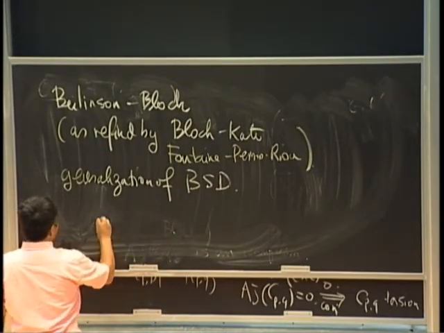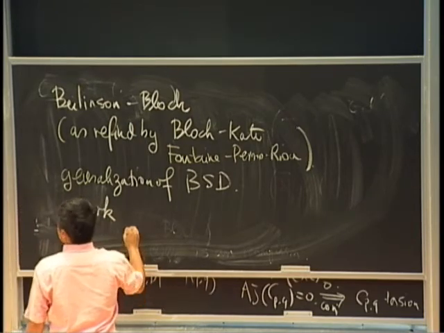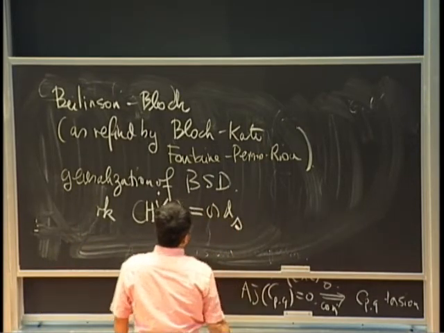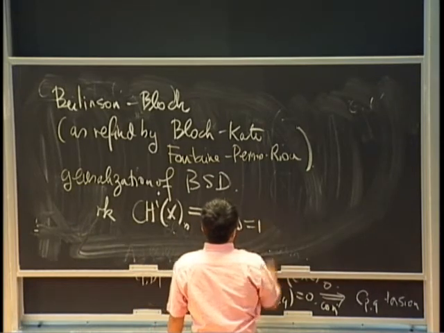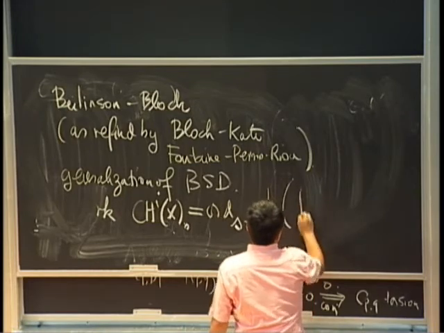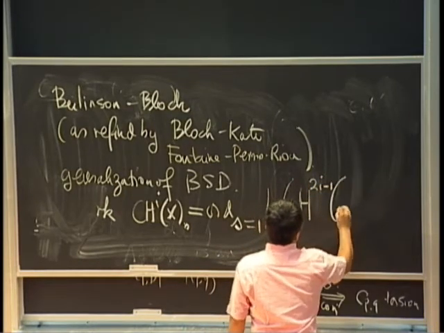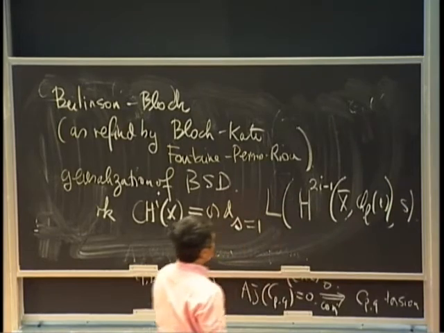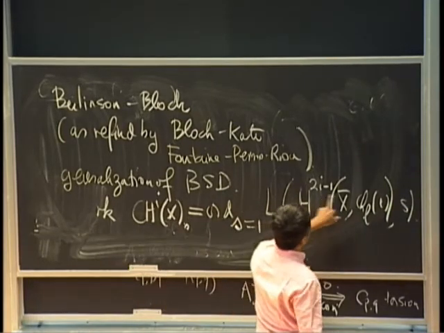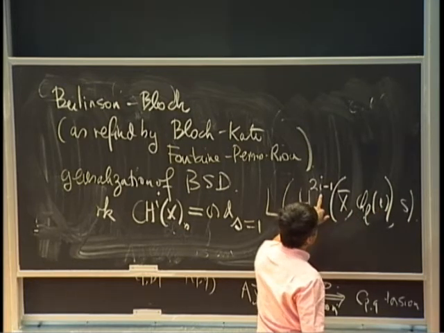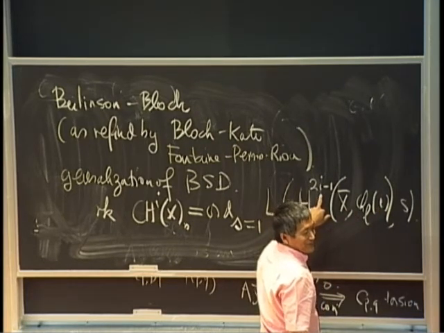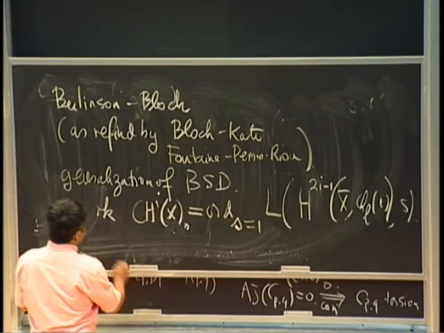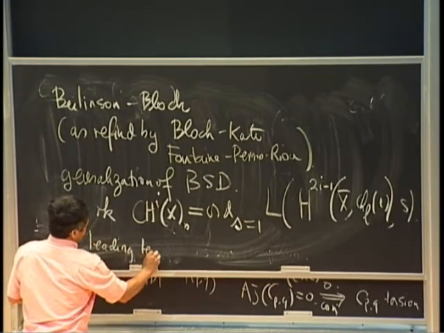Roughly speaking, in other words, the rank of this cycle group of X_0 should be equal to the order of vanishing at s equals 1 of the L-function of H^(2i-1)(X_Qbar, Q_l(i)). This is the weight 2i minus 1, and this is the weight negative 2i, so you get negative 1, right? It's like the Tate module of a modular curve: weight 1, weight negative 1. And of course, you have a leading term identity.